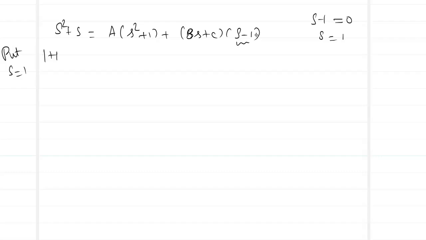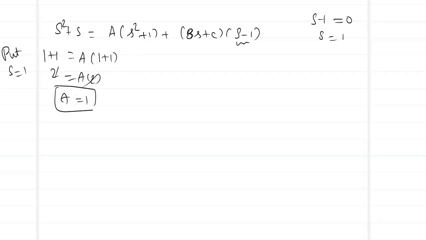This contains s minus 1, which is equal to 0. 0 into something, this will vanish. And a will be evaluated as, I have substituted s as 1, so it is 1 plus 1, 2, is equal to a times 2. 2 cancels off, leaving you with a as 1.